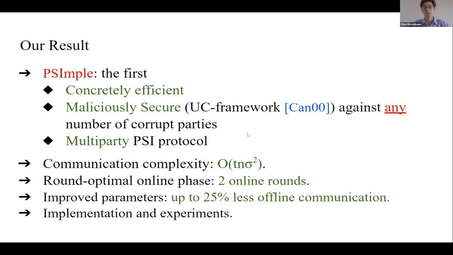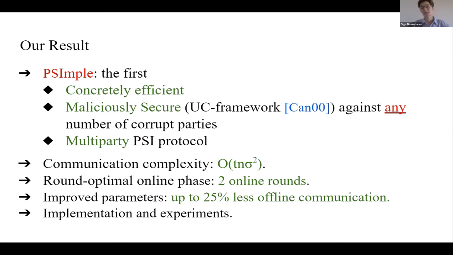PSImple is the first concretely efficient, multi-party, maliciously secure PSI protocol, proven for online and offline mode in the universal composability framework against any number of corrupt parties. It has communication complexity linear in the number of parties and in the size of the input, and quadratic in the security parameter. It has only 2 rounds of communication in the online phase.